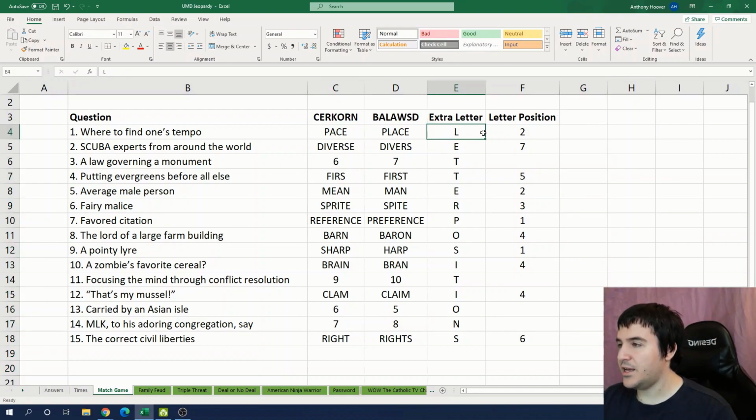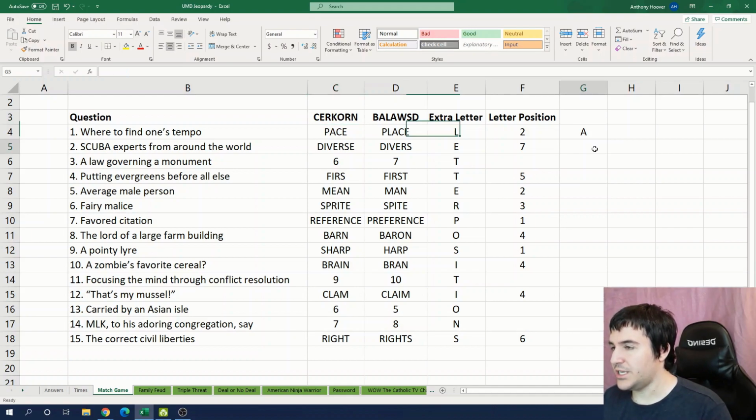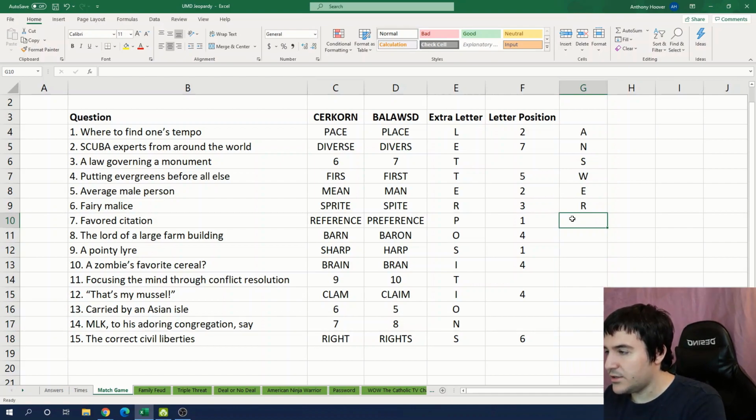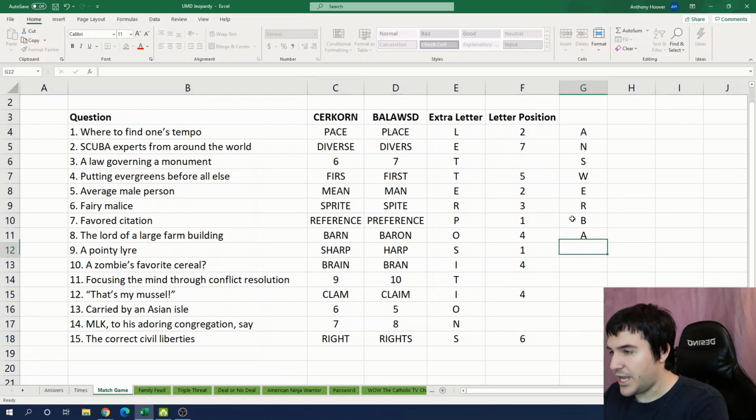So here, the L is in the 2nd position of place, so we should take an A for that. And then we need the 7th position of diverse here, which gives us the 7th letter here, which is an N. So I'm guessing this is going to spell answer. Alright, so now what do we have here? The first letter of the 2nd one is a B. And then we have the 4th letter is an A. First letter over there is a C. 4th letter here is a K. So answer back something.